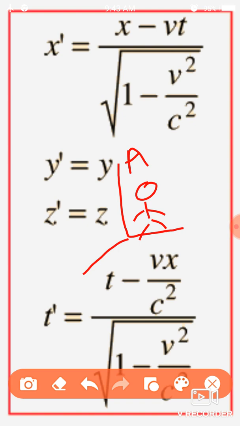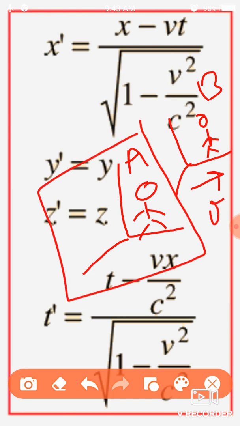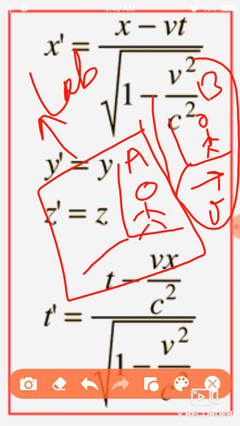On the other hand, this is another frame. Here is another observer B, and this frame is moving with velocity v with respect to the lab frame. It is called the moving frame or relative motion frame.